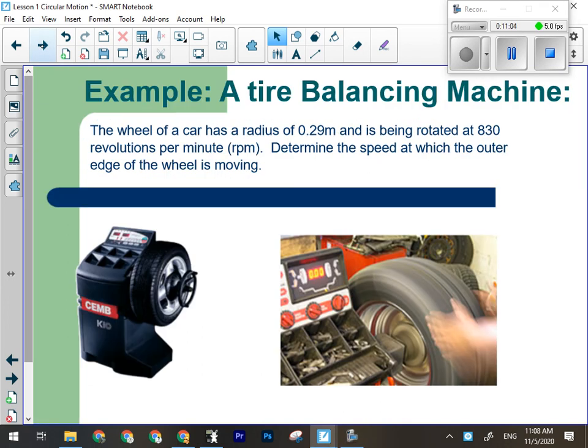Another application of this is a tire balancing machine. If you've just recently had your winter tires put on, or you're getting that done soon, it's that time of year. When they put them on, they need to make sure they're balanced. The process by which tires are made is not perfect. They essentially pour liquid rubber into a mold, let it cool, and then pull the mold away, and there's your tire. That process doesn't always perfectly distribute the rubber.